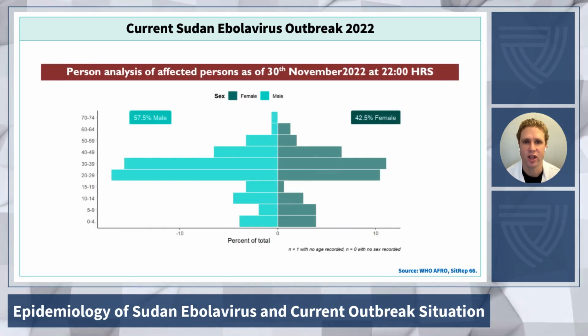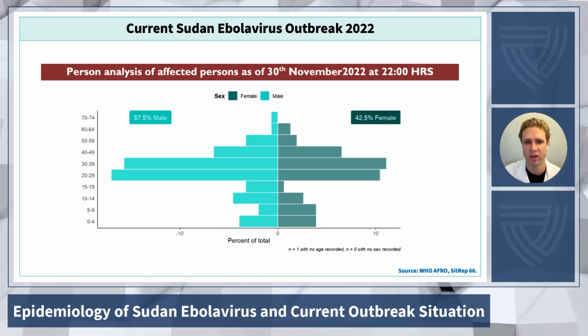In terms of the gender of patients who've been affected by Sudan Ebolavirus during this outbreak, as you can see, the overwhelming majority have been males in the 20 to 39 age group, though females and women have been affected absolutely. And we've also seen significant numbers of school-age children throughout the country who have been affected as well.